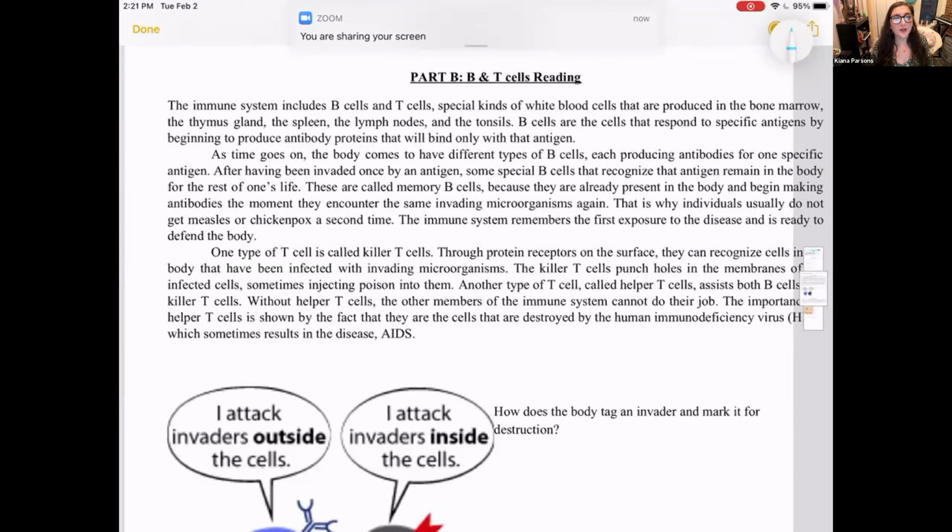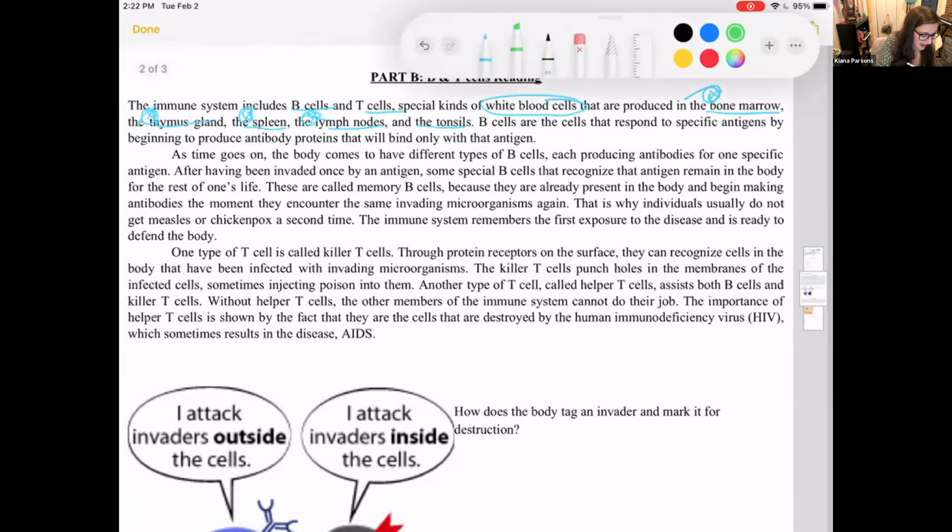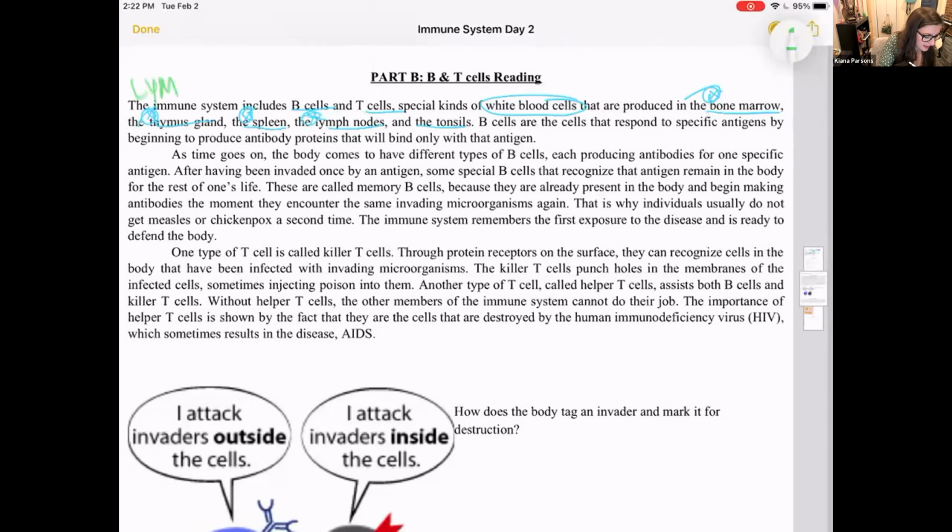The immune system includes B and T cells, which are special kinds of white blood cells that are produced in the bone marrow, the thymus gland, the spleen, the lymph nodes, and the tonsils. Wow. So those are all different parts of a segment of your immune system referred to as the lymphatic system.